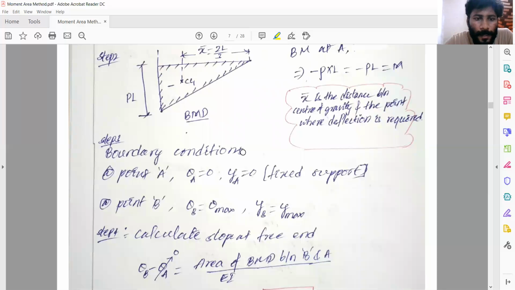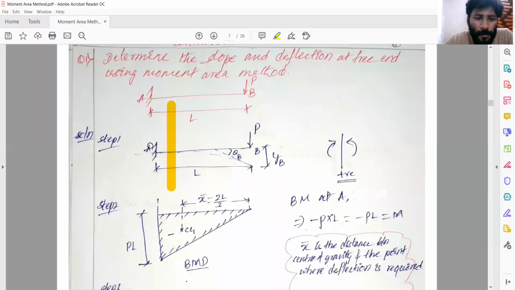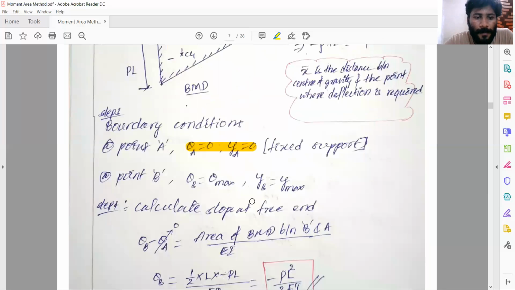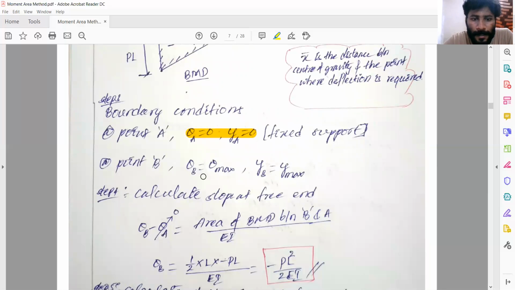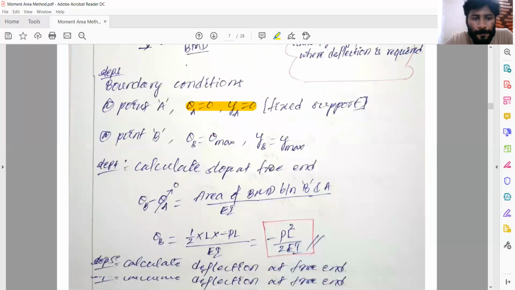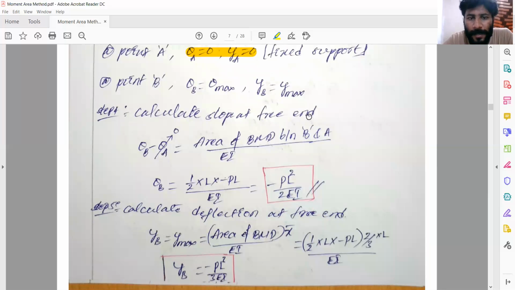Now you can see the boundary conditions. Boundary condition at point A: point A is a fixed support. We all know that at a fixed support, the slope and vertical deformation are 0. So at point B, theta B is theta max, YB is Y max. That's what we have to find. Theta B, YB. Calculate the slope at the free end, right?